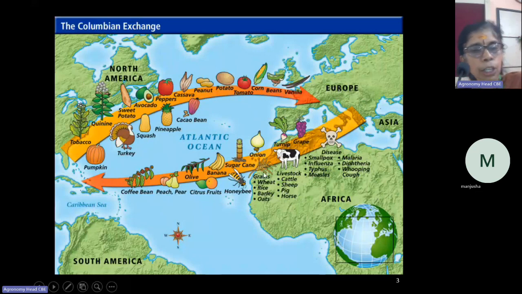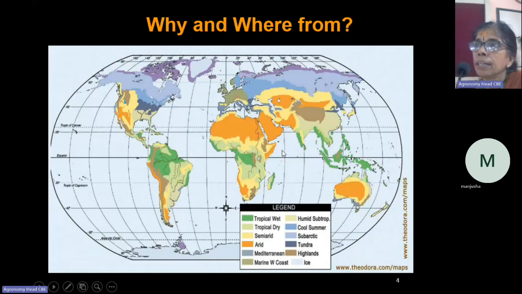But while introducing these crops we have economic benefits, the introduction of these weeds is a threat to our economy as well as human health. And some of the weeds also have noxious status.